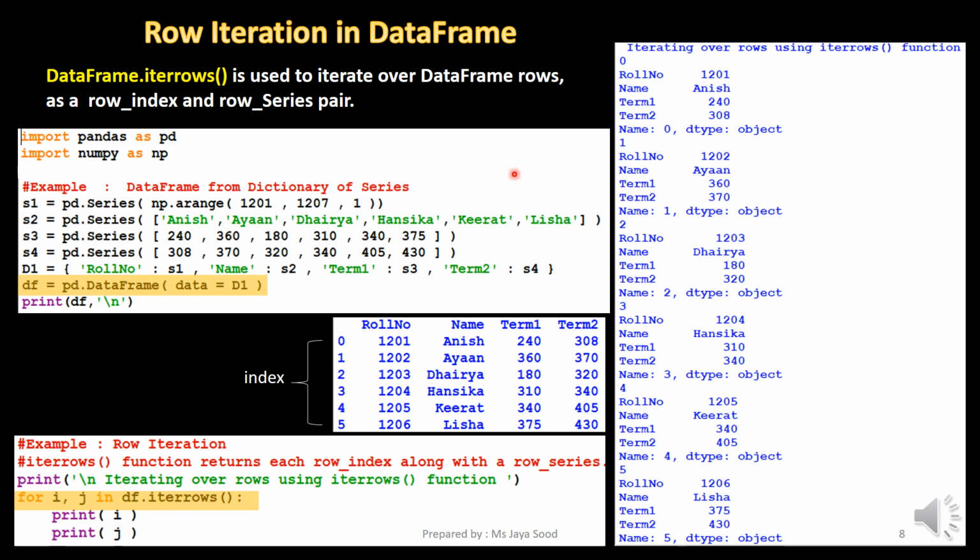So in the output, you can see that the first row index is printed as 0, followed by the series containing the first row data. The second row index is printed as 1, followed by a series containing the second row data, and so on as long as there are rows in the data frame.